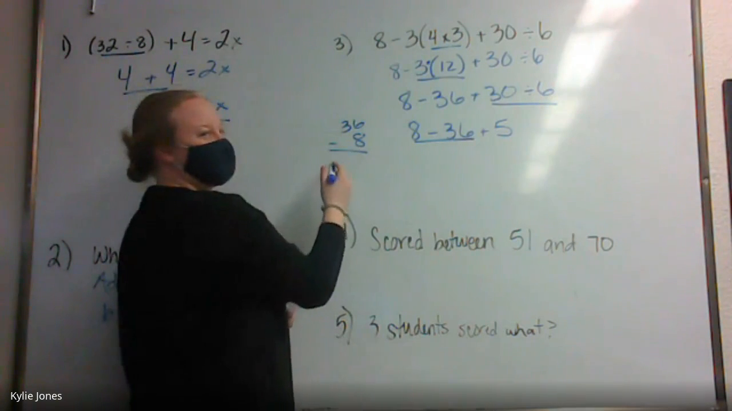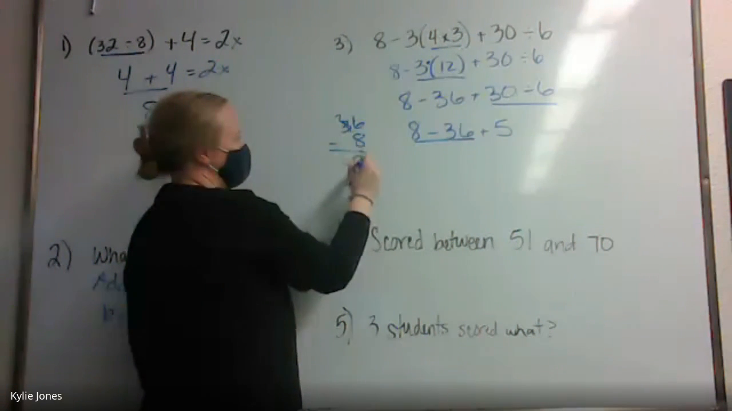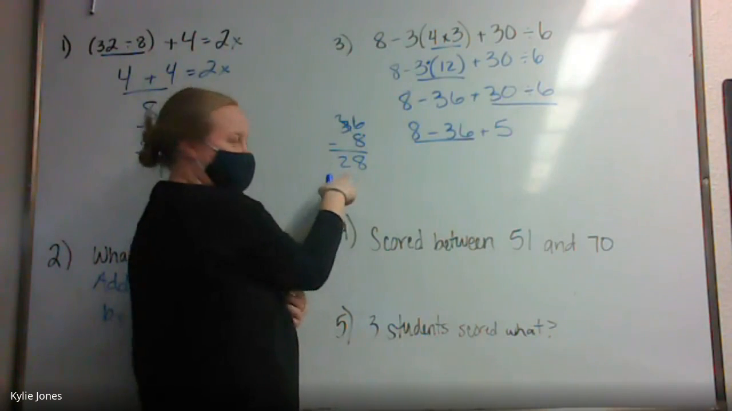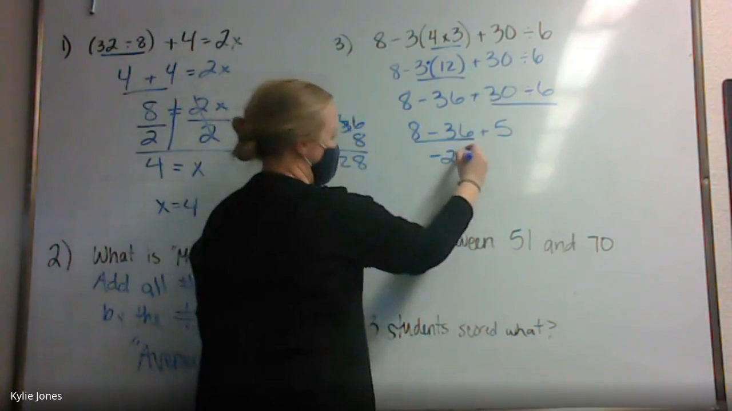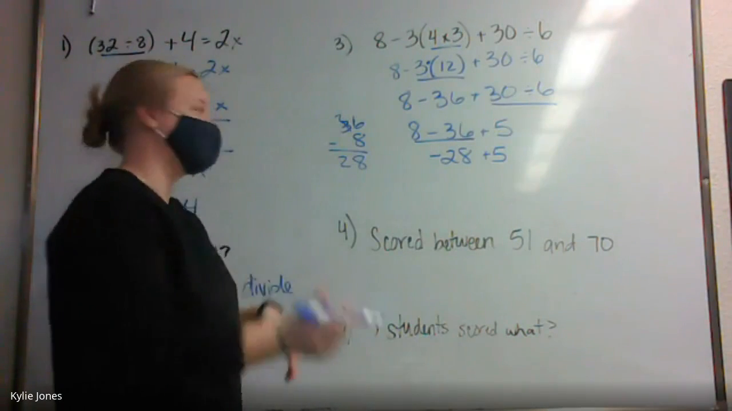28. Yeah, 28. You get 28, but does it say positive 28 or negative 28? Negative. This is negative 28 plus 5. Negative 23. Good, it's negative 23.